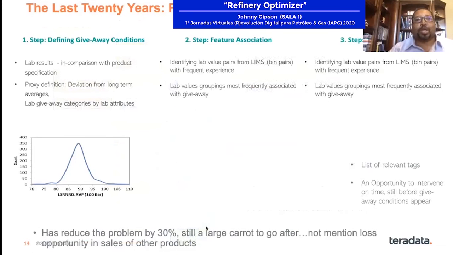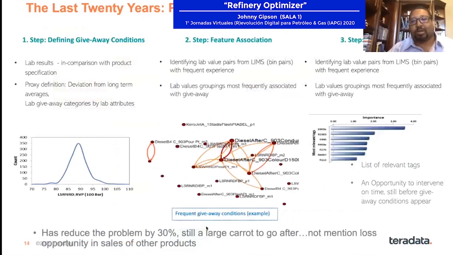So in the last 20 years, how we've dealt with this product giveaway, I said it's a $100 million problem, we've done different things. Usually we define those giveaway conditions. We've done feature association: when this product's off, this means this is going to happen. We've done classification: when we're off on sulfur or we're off on RVP, that means we've put too much of this component into the blend. So we've reduced the problem, but it's a look back to make the next blend better. But there is still a large opportunity.